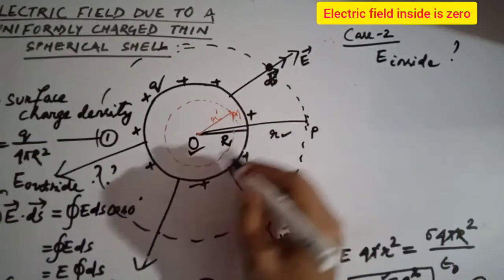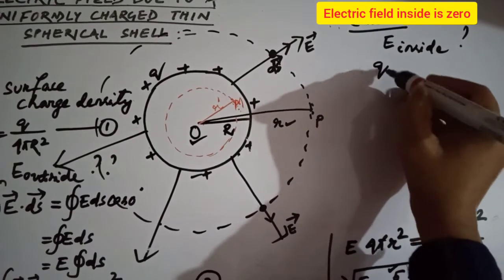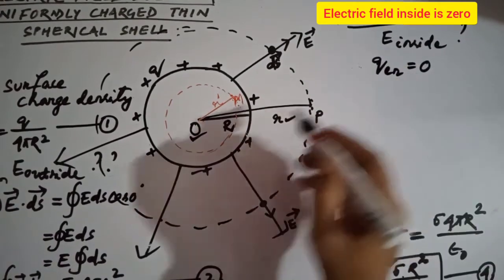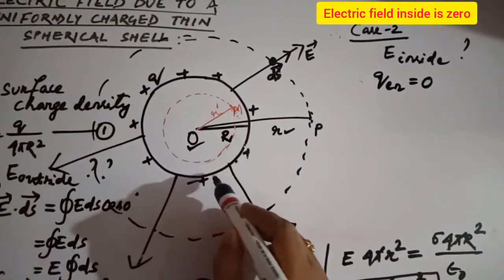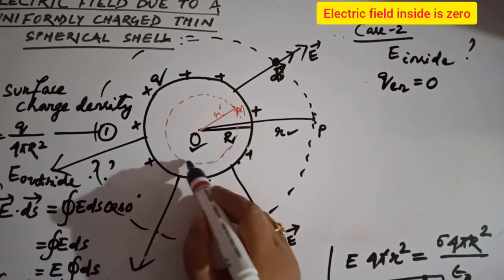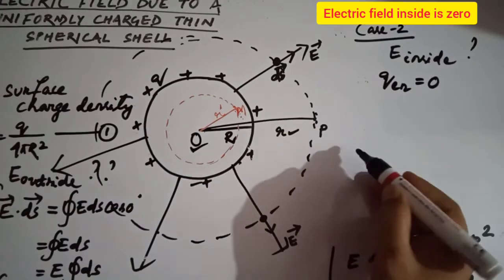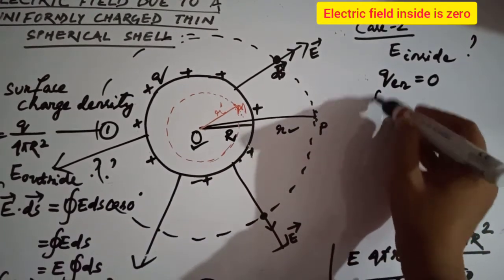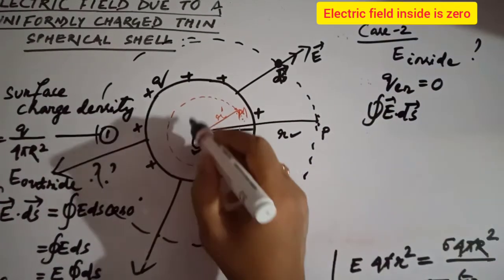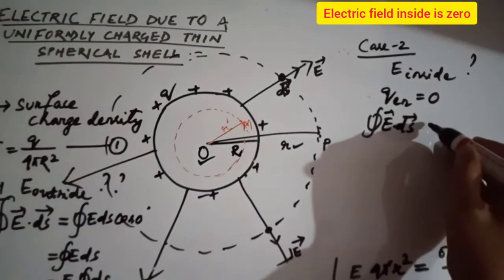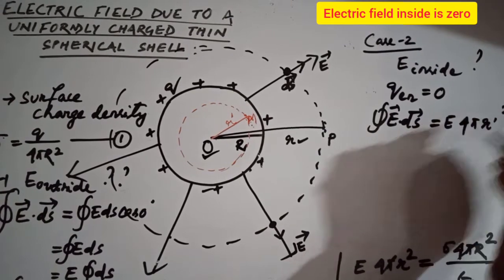Again, what is the charge enclosed by this Gaussian surface? The charge enclosed, Q enclosed, is equal to 0, because all the charges reside on the surface of the spherical shell. So no charge is enclosed by this smaller spherical Gaussian surface. So Q enclosed is equal to 0. Again, the integration of E dot ds over this spherical Gaussian surface is equal to E into 4 pi r dash square.